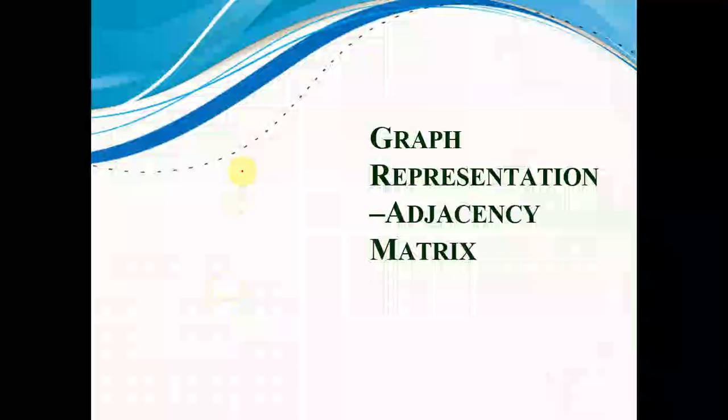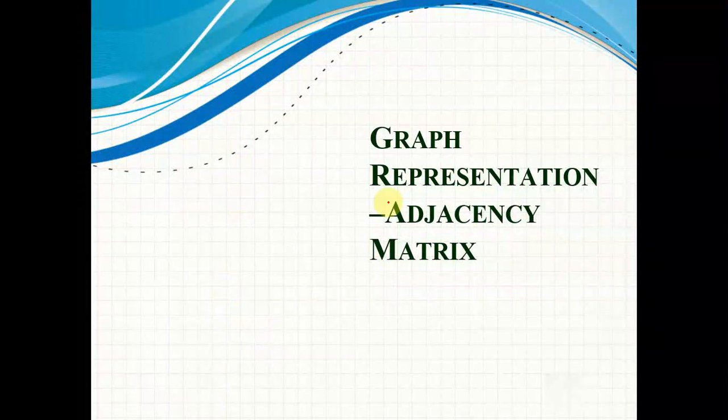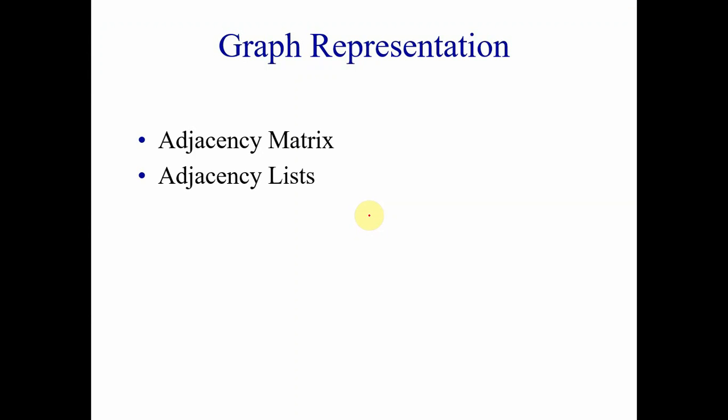Then we would talk about the representation of the graph in Java. How can we represent this data structure? Here, we will talk about two methods. One is called adjacency matrix, another one is adjacency list.